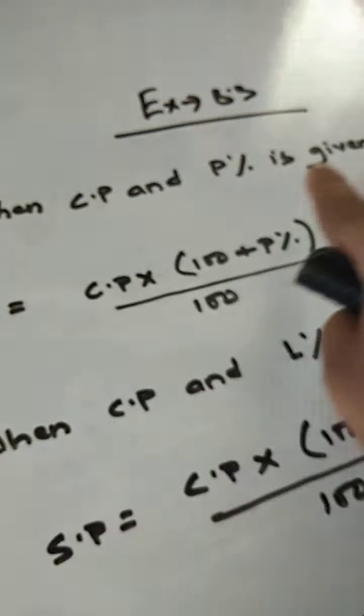Now the next criteria is, if suppose CP and loss percent is given and you have to find out SP. So what is the formula? CP into, inside the bracket, 100 minus loss percent this time, by 100. The previous one was 100 plus profit percent. So these are very important. In both the cases, we are finding out the SP. Now let's move on to the next two criteria.